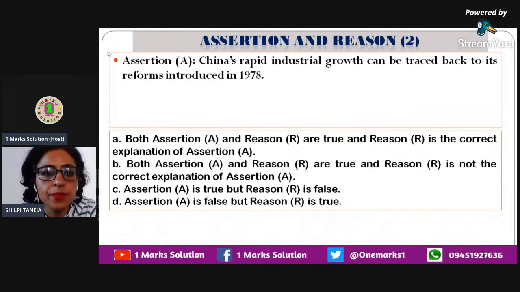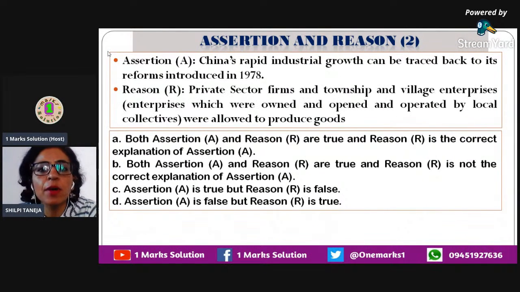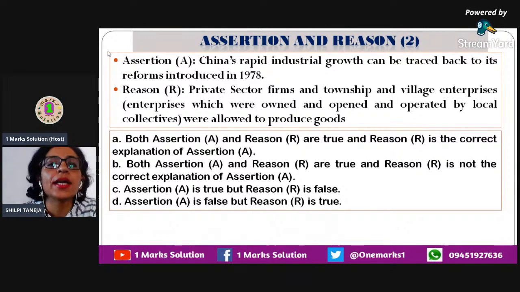Next question says, assertion, China's rapid industrial growth can be traced back to its reforms introduced in 1978.